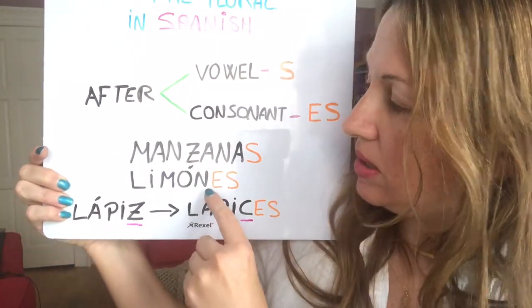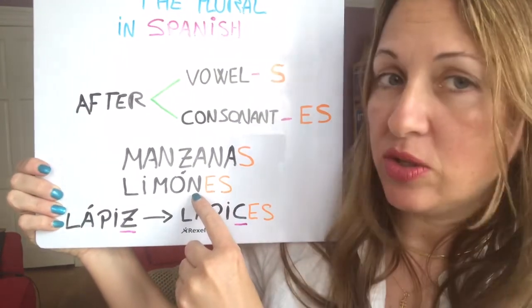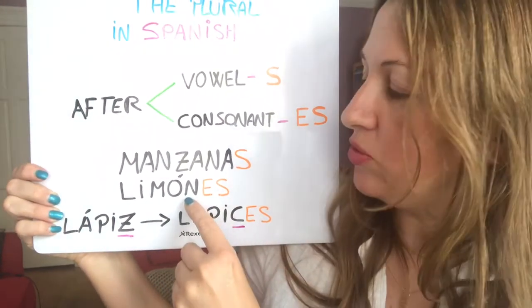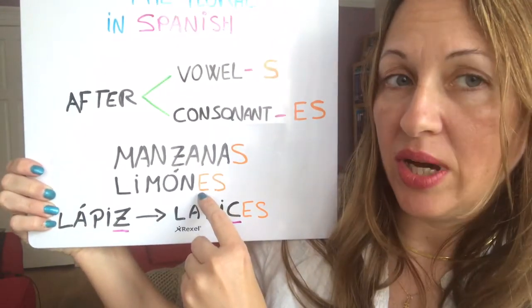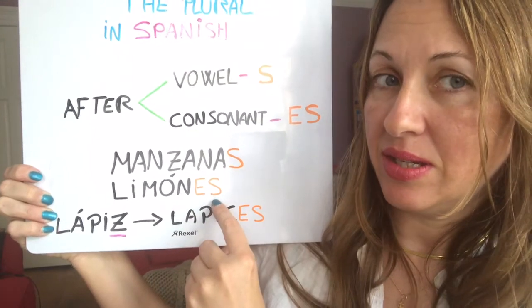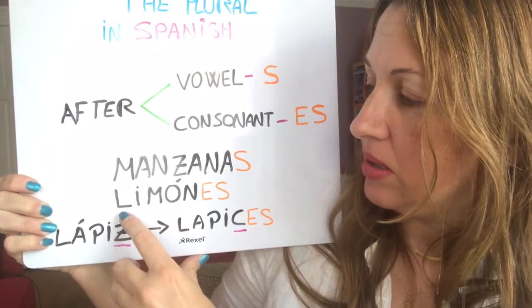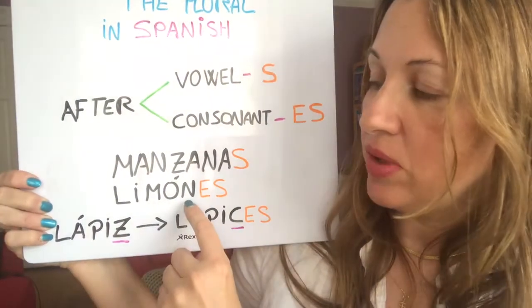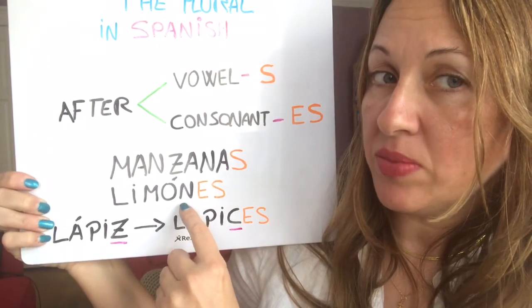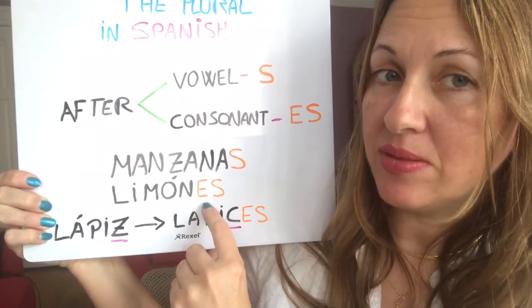And as you can see, the word limón ends on an N, so that's a consonant letter. And to form the plural of this noun, we would then have to add ES. Okay, so the singular word for lemon would be limón. But if we mean more than one lemon, we would be saying limones. Limones. Okay?